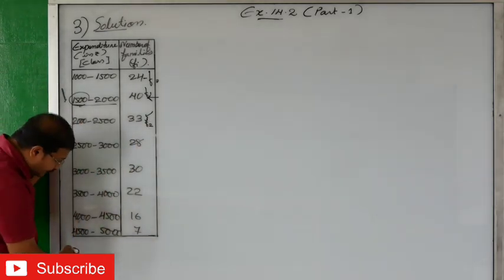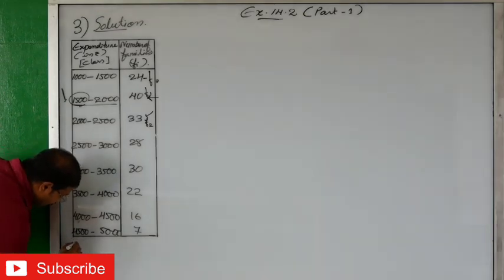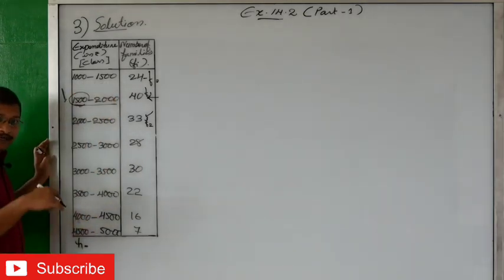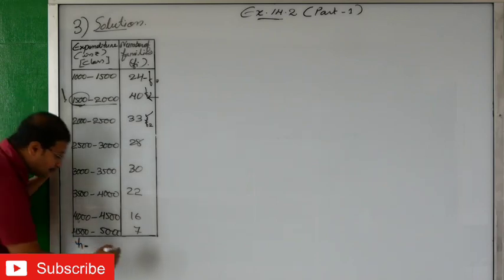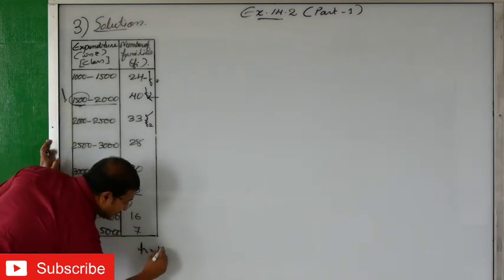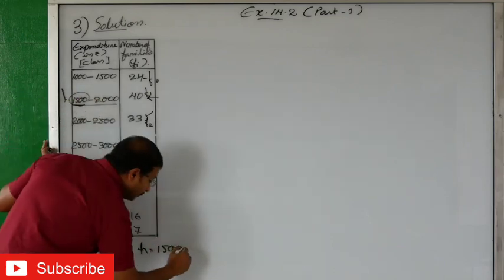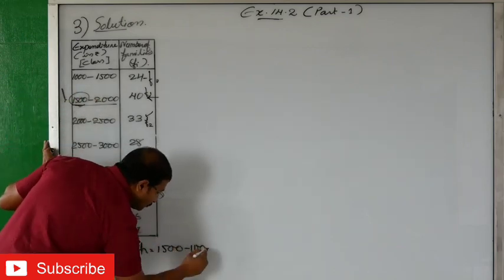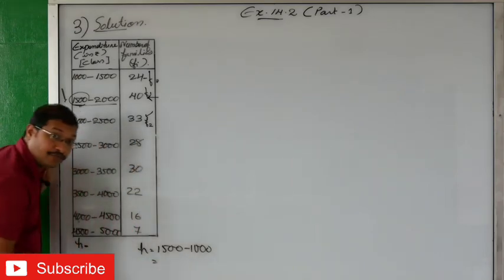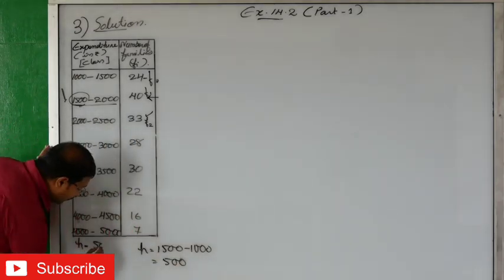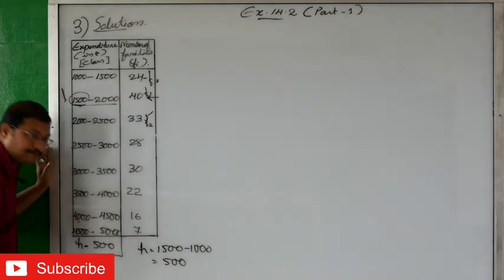Ready? Of course, we will find out the value of H, the class interval. See, 1000 to 1500. To find H, what will you do? H equals upper limit minus lower limit, 1500 minus 1000. When you subtract, what do you get? 500, isn't it? So H equals 500. We got it.